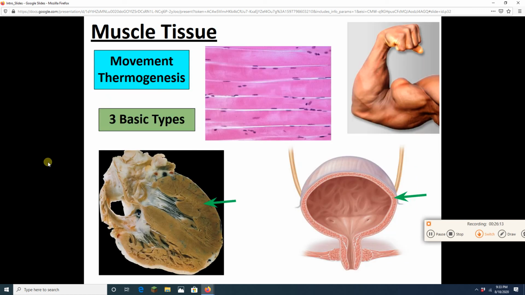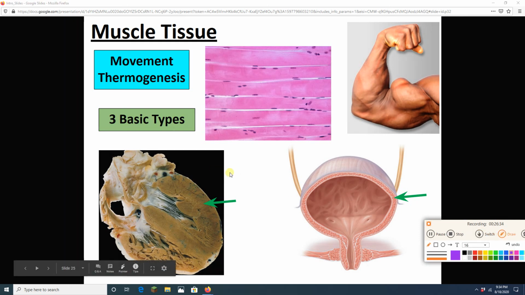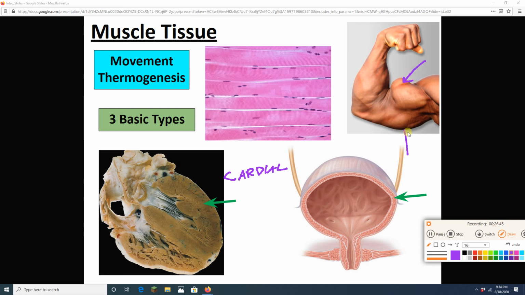Muscle tissue. Muscle tissue is involved in movement, of course, and thermogenesis, which, recall from a moment ago, is the production of heat. Now, there are 3 basic types of muscle tissue. There's cardiac muscle tissue in your heart. So in your heart, you've got cardiac muscle tissue. The kind of muscle you think about, if you think about your bicep or your tricep, if you make a muscle, that muscle tissue is skeletal muscle. Skeletal.